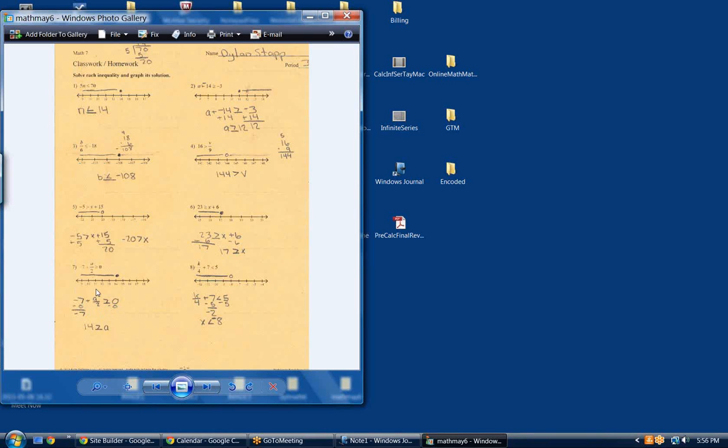And then you get a over 2 is greater than or equal to 7, which means a is greater than or equal to 14. So you've got this backwards here. In other words, the a stays on the left. Yeah. I'm adding 7 to both sides, so I've got a positive 7 on the right. Multiply both sides by 2, I get a is greater than or equal to 14. Which is the reverse of this.